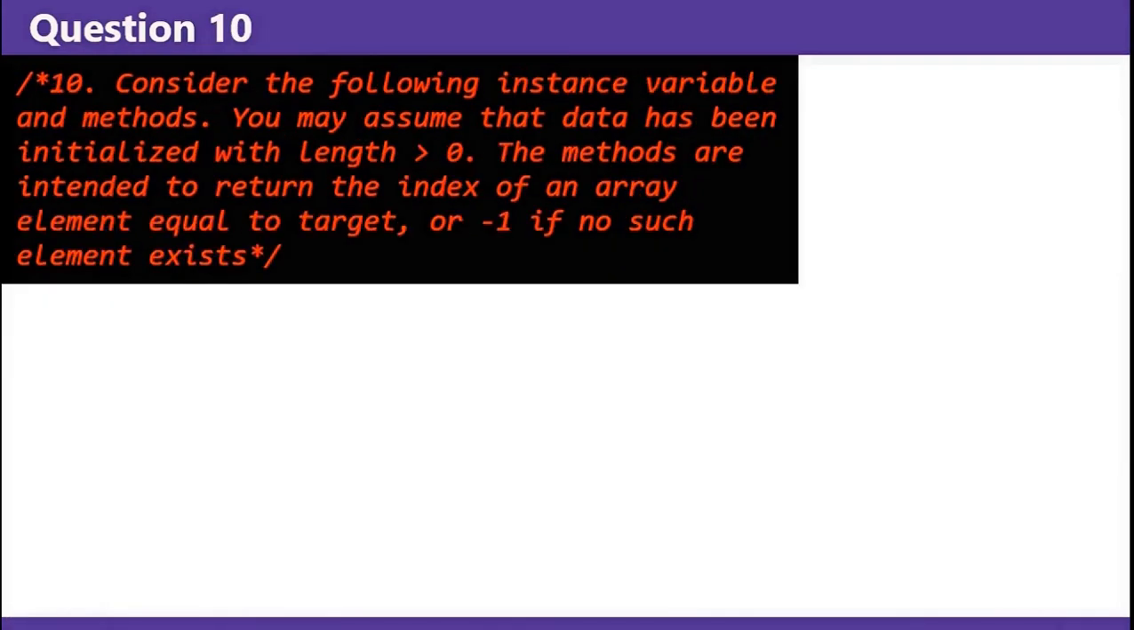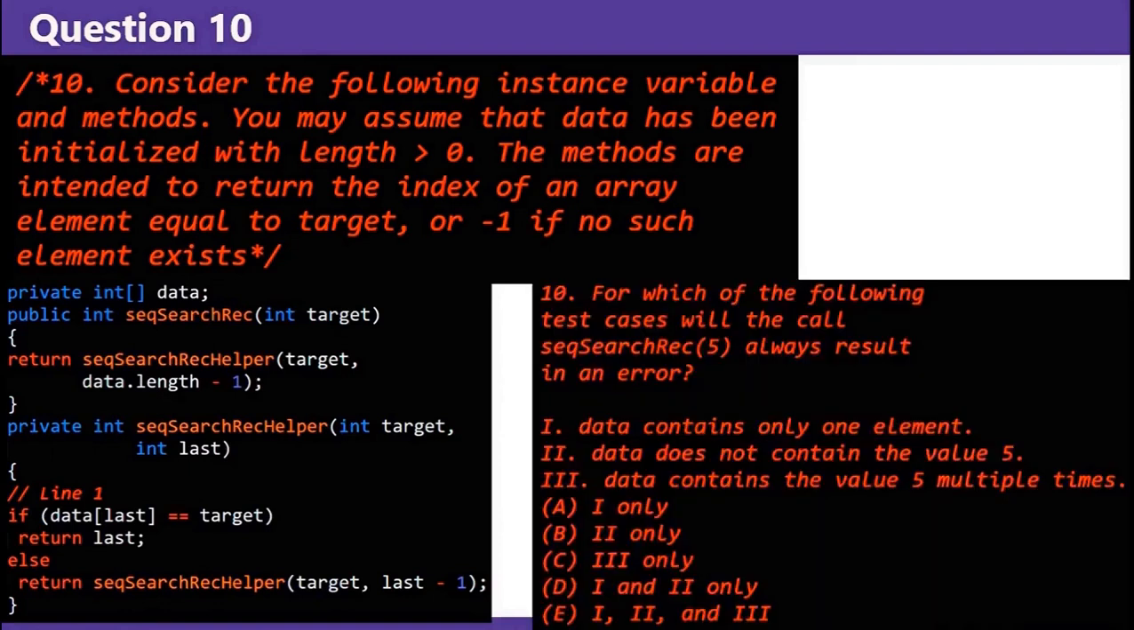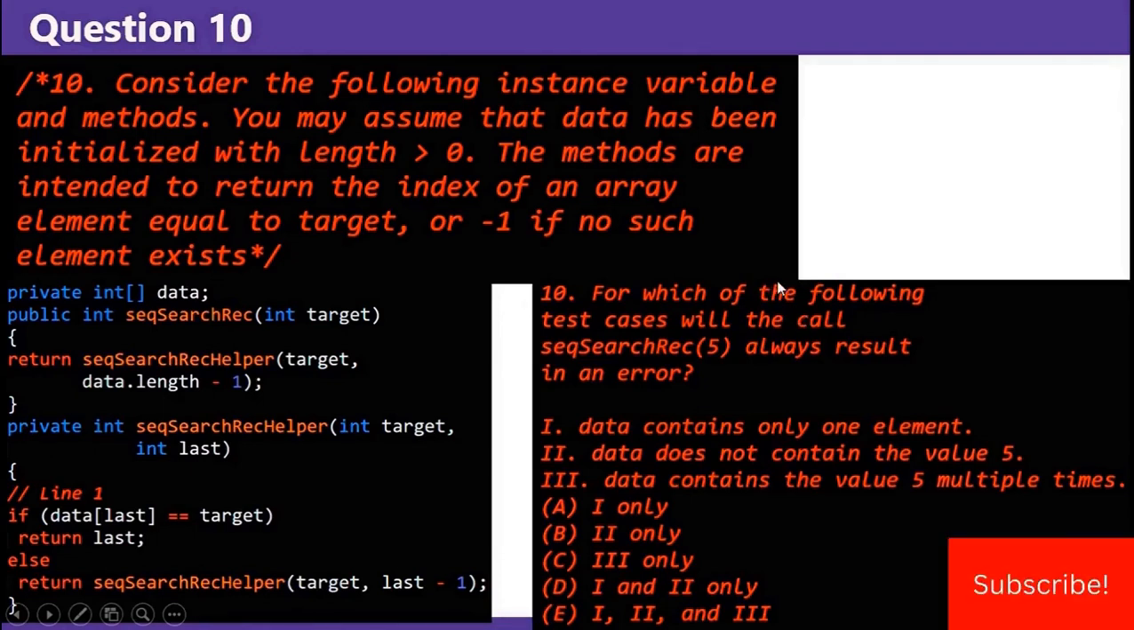For question 10, the code is basically describing a flawed linear search, starting at the end of the array, and then going back by 1 each recursive call. The reason it's flawed, though, is there's no condition to return a -1 if the element isn't found. Given that, the answer is B, as the array not containing 5 is the only way that calling the method with an argument of 5 would result in an error.